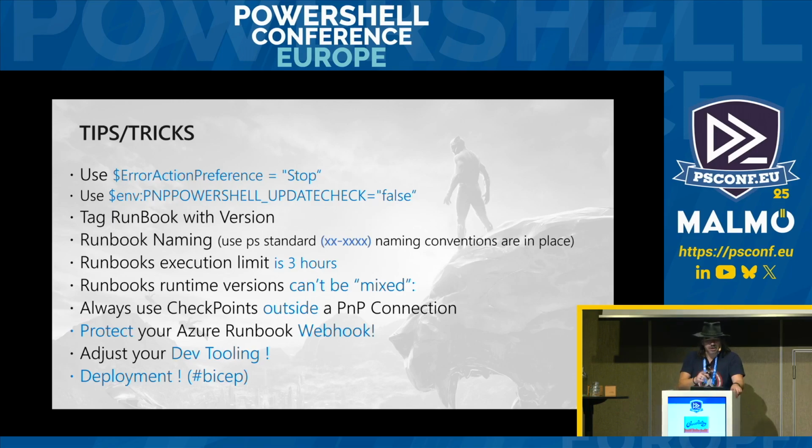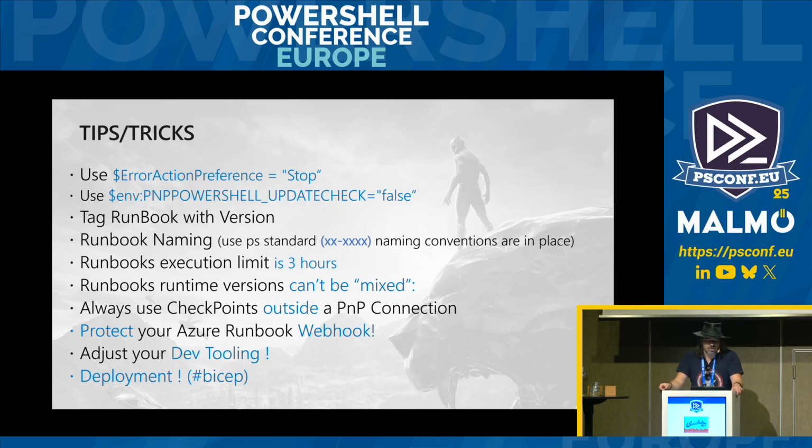Naming convention. Runbook execution limit: 3 hours, 100 at the same time. Runbook runtime versions can't be mixed. When I say can't be mixed, it's within the same VM: only one PowerShell runtime can be executed. You cannot mix 5.1 with 7.2. 5.1 uses .NET Framework. 7.2 uses .NET Core.